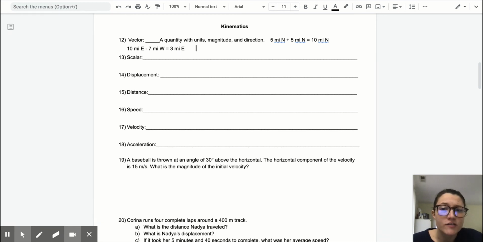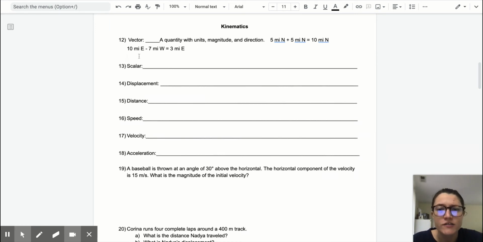If our vectors are perpendicular to each other, we have to use vector addition, which involves using Pythagorean theorem and finding the direction using trig, which we will review in number 19. So vectors, the direction matters. If they're in the same direction, we add. Opposite directions, we subtract those vectors. If they are perpendicular to each other, we use Pythagorean theorem and trig to solve.